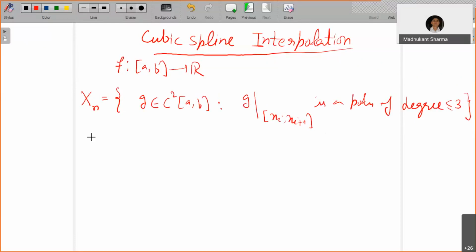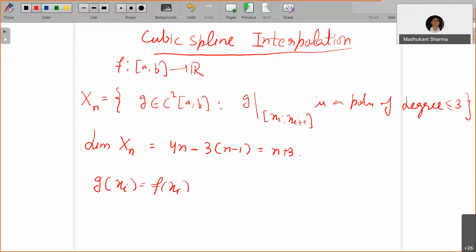Now, if you look at the dimension of this space, what will it be? It equals 4n when you have no conditions. But when you require continuous differentiability two times, you define three conditions at each interior point, so that is three times (n minus 1) conditions, and the dimension becomes n plus 3. So to determine g uniquely, you require n plus 3 conditions. We should keep that in mind. Now let's say what is given to us is that g is an interpolating polynomial such that g(x_i) equals f(x_i), where i is 0, 1, 2 and so on up to n, and the x_i's are a plus i h.